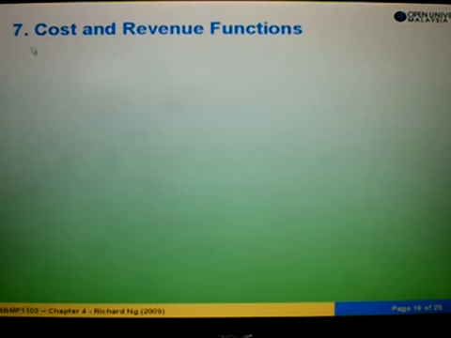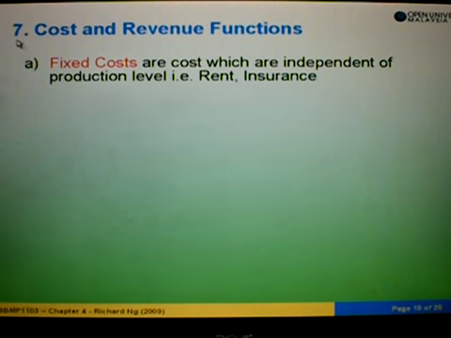Right, next let's look at the cost and revenue functions. Right. So what is a fixed cost actually? So fixed costs are costs which are independent of production level, meaning that fixed costs are costs which are fixed. Alright, for example, rental and then insurance, alright, and salary and so on. Okay, so these are costs where it is not dependent on the production level.